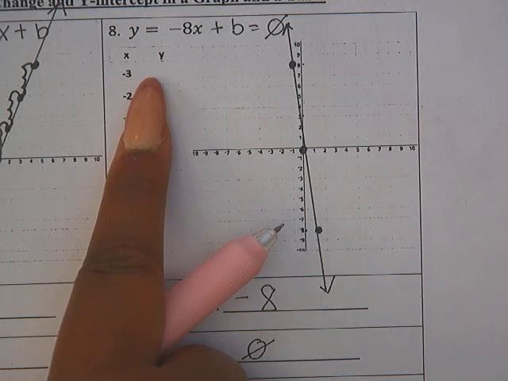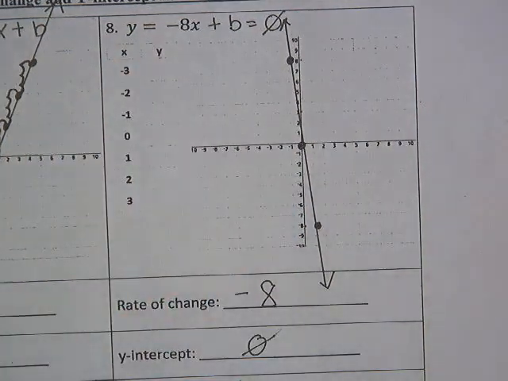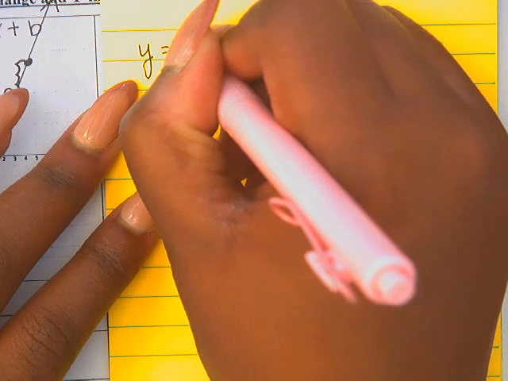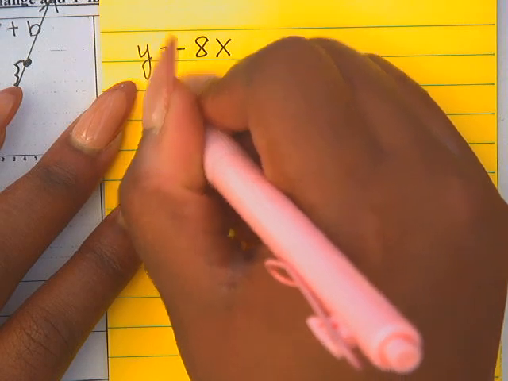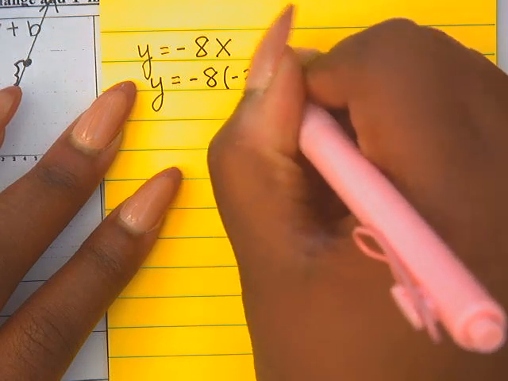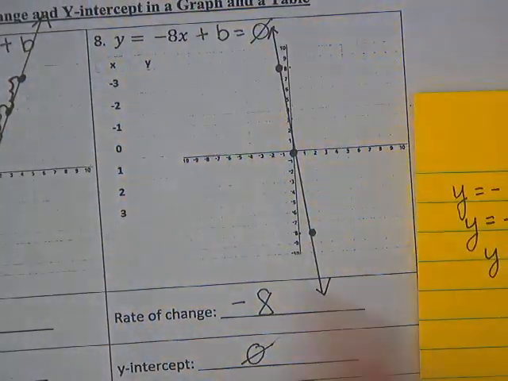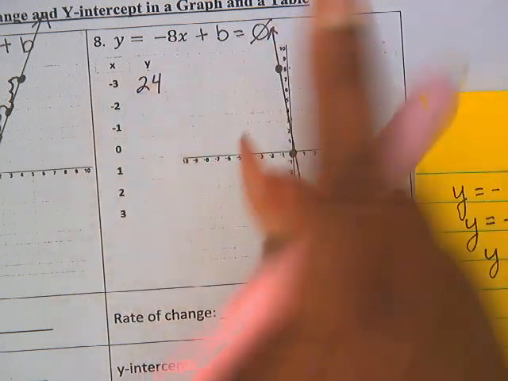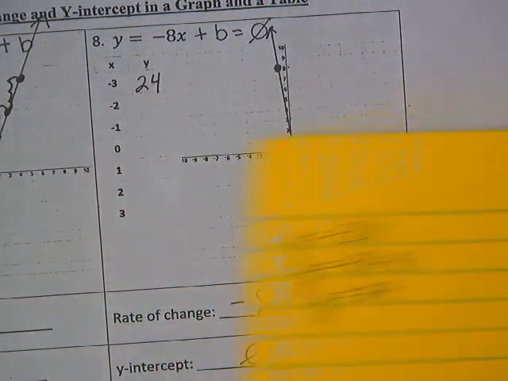To fill in the table, I'm going to do the same thing. I'll plug in -3 for x and solve for y. My linear equation is y equals -8x. My first input is -3. So -8 times -3, y is equal to +24. My rate of change is -8, so all I have to do is subtract 8 from 24, and that gives me my next input.